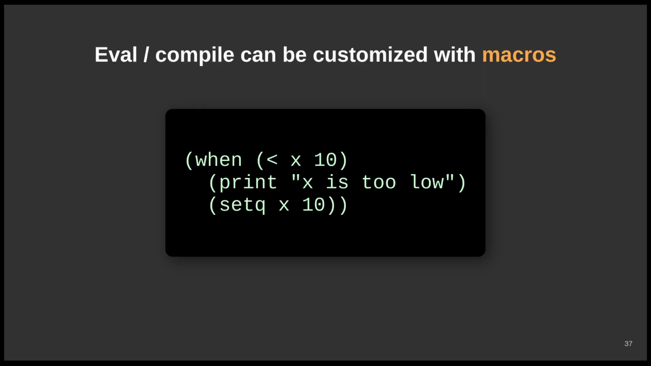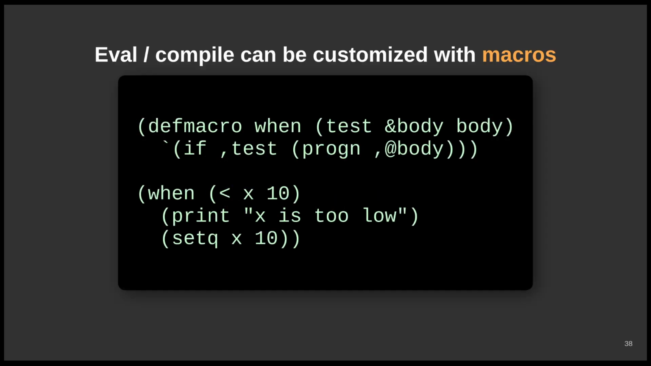Evaluation syntax level can also be customized, and this is done using macros. Consider, for example, this statement: when. It's like a conditional, but instead of having two expressions to evaluate in case the test passes or fails, it has multiple expressions to be evaluated only if the test passes, and does nothing when the test fails. The when statement is already part of Common Lisp, but if it wasn't predefined, it would be very simple to implement. Here we see a possible implementation.